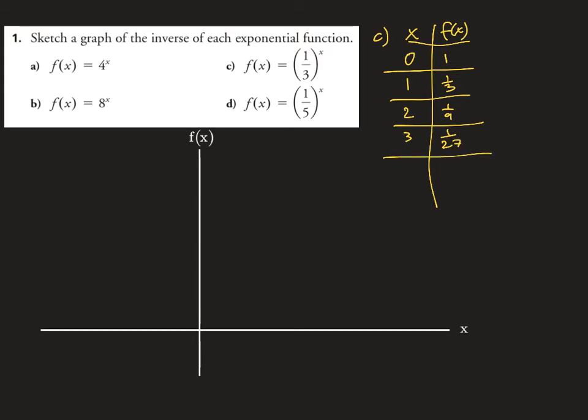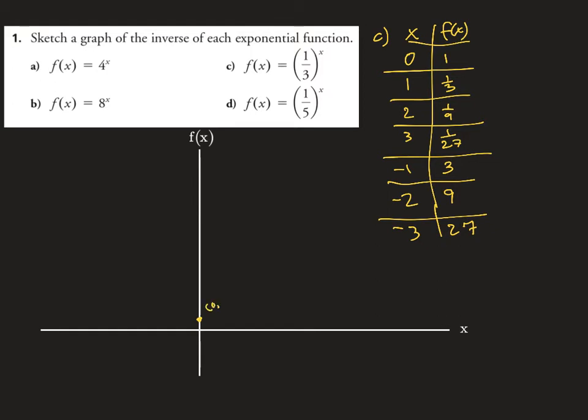Let's go into the negatives. -1 will give me 3, right? Because it's going to be 1 over 1/3, which is 3. At -2, you're going to get 9. At -3, you're going to get 27. Right, so that should be easy. At 0, we get 1.